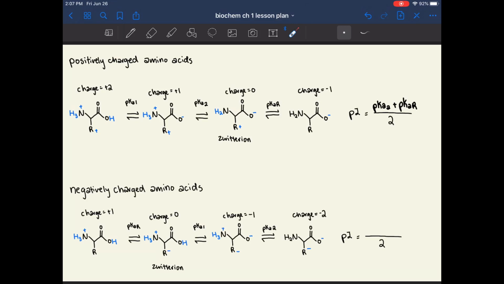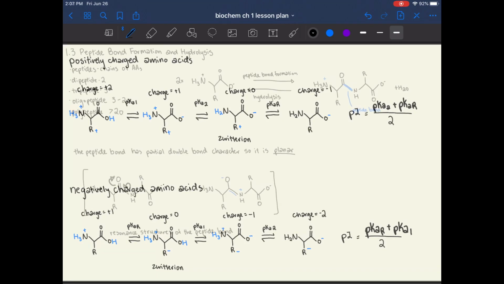So calculating the PI for your negatively charged amino acids is also slightly different because this is the average between your pKa of your R group and pKa1, which is the pK of your carboxylic acid.